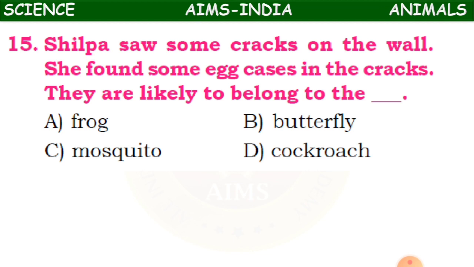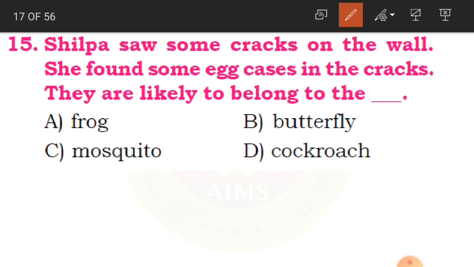Shilpa saw some cracks on the wall. She found some egg cases in the cracks. They are likely to belong to the dash. Okay, so what is the question, children? If you observed, children, even in our homes, sometimes on the walls we have cracks. And sometimes we also find some small eggs, black in color. Even Shilpa found some egg cases which were black in color in the cracks of the wall. So they are likely to belong to which insect: frog, mosquito, butterfly or cockroach? So that we have to identify.